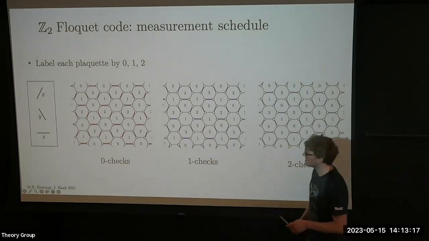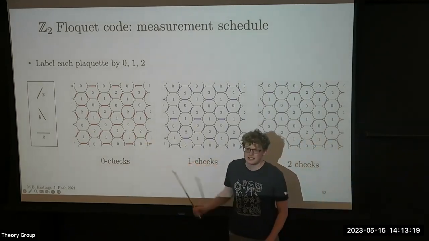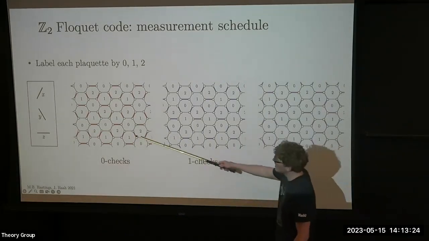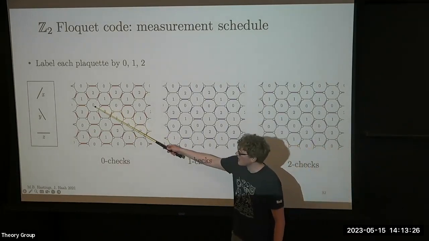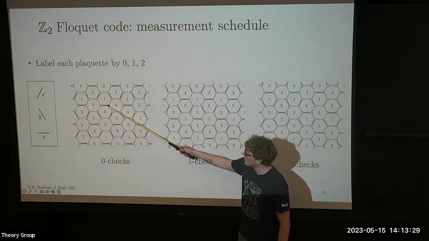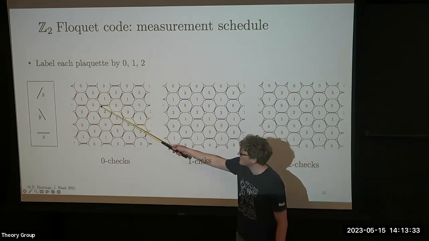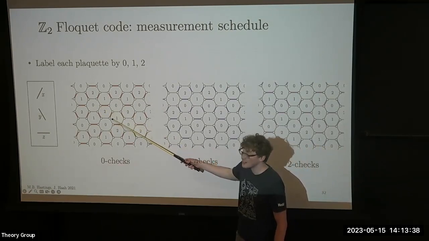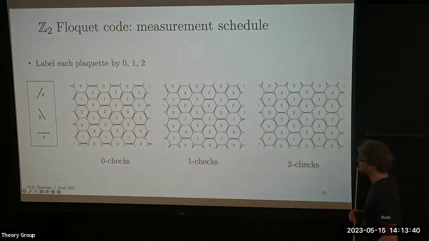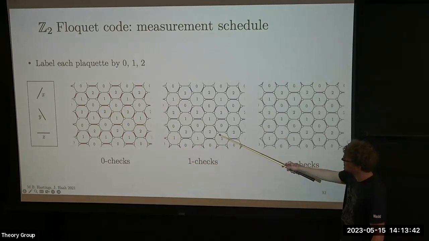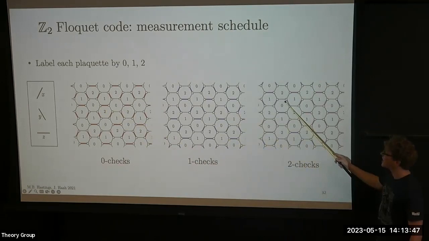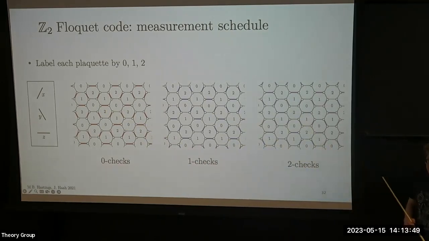So then define the zero checks to be the set of check operators on the zero edges, the zero edges being the edges that connect zero plaquettes. So what I've drawn here in red are the zero checks. This one's a ZZ operator between two zero plaquettes. This one's an XX, and so on. The one checks, similarly, are the check operators on edges between one plaquettes, and the two checks are check operators between two plaquettes.